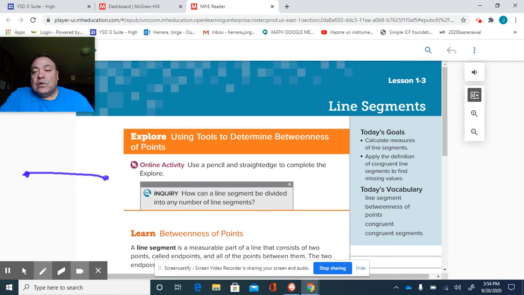Okay, so you need to know what a line segment is. What's in between the points? And what is congruent, guys? That's another way of saying equal to. So they're the same for the most part. And congruent segments means equal segments.